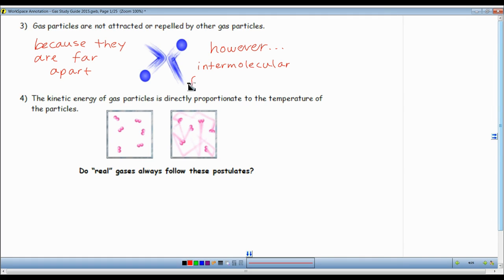Intermolecular forces do exist. They're just really weak. We know that the attractive forces between gas particles are often weak because they're far apart from one another. But we can't say that there's never any kind of attractive or repulsive force between gas particles. They're just usually not significant because the particles are so far apart.